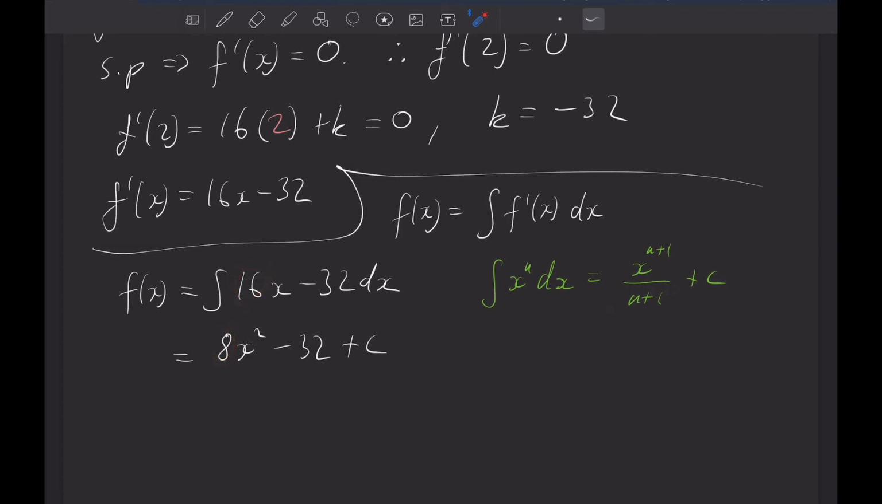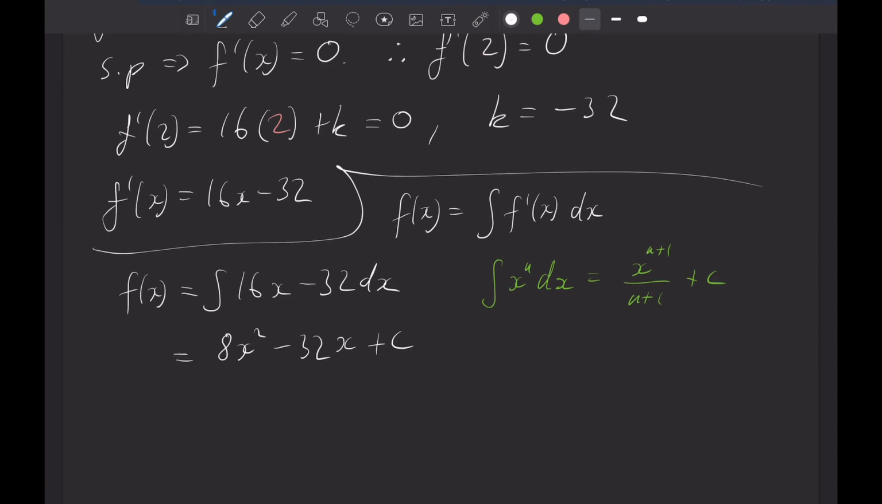You can also quickly differentiate. So 2 times 8 is 16, and the new power is 1. Oh, I've forgotten something. That 32 should have an x next to it. x plus c.